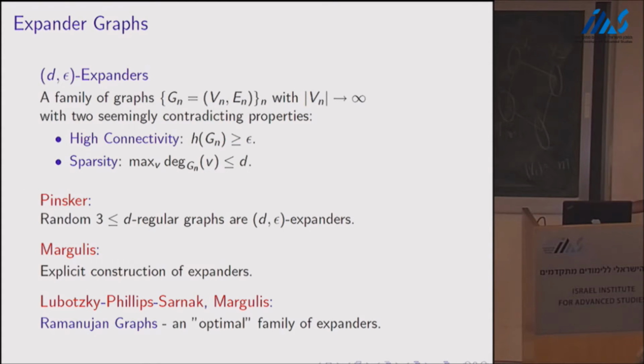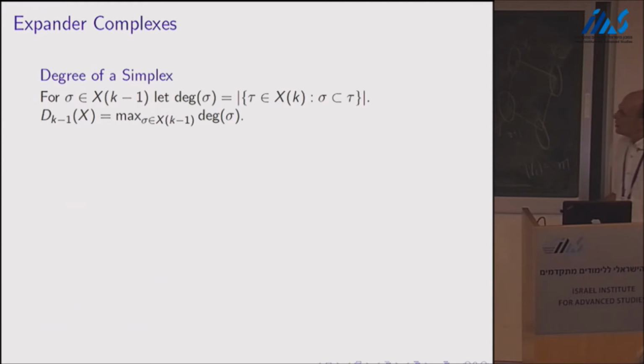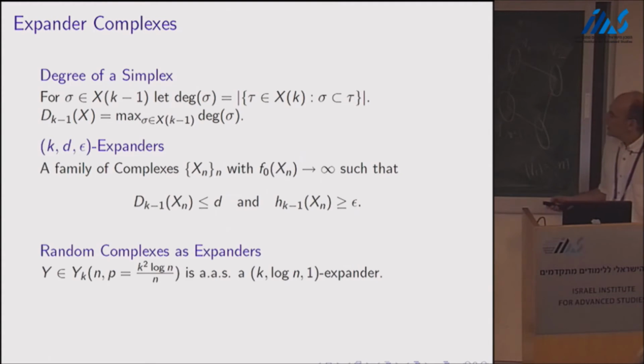Now, one can ask, what happens in higher dimensions? So we'll be least ambitious and define the degree of a (k-1)-simplex to be the number of k-simplices that contain it, and we'll define a (k,d,epsilon) expander to be a family of complexes with number of vertices going to infinity, such that the degree of any (k-1)-simplex is bounded by d, and the (k-1) expansion is at least epsilon.